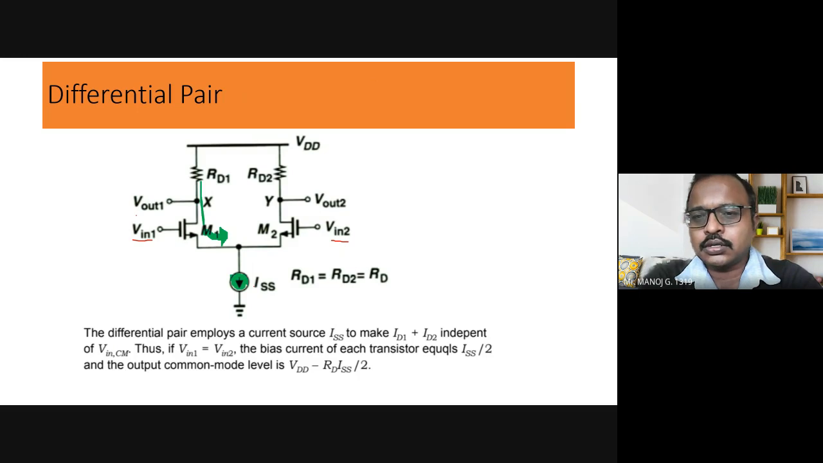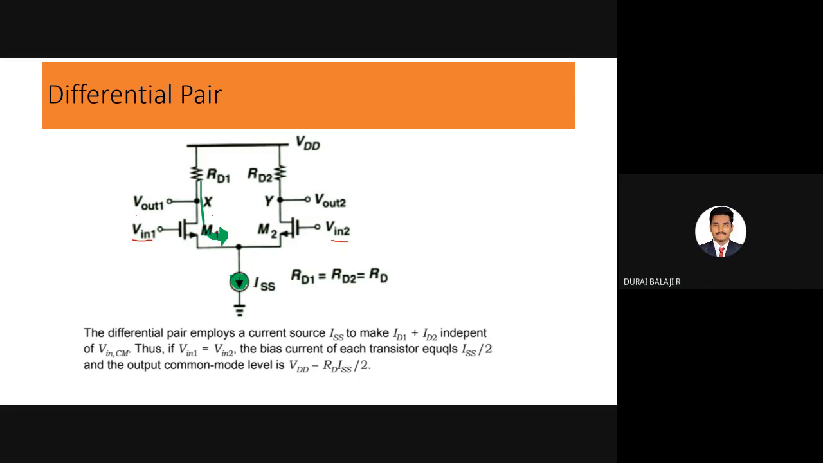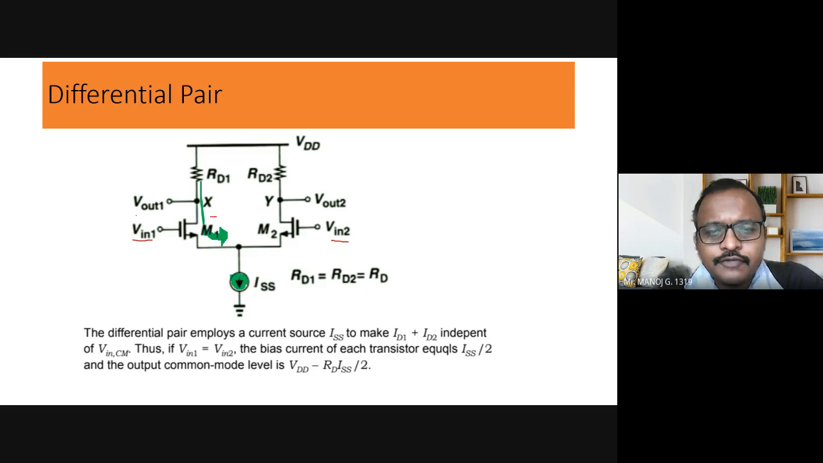Mr. Durai Balaji. Durai, what would be the current which is flowing through the left hand half of the circuit? IDS. No, it's not IDS. It is half of ISS. Okay, the total current is ISS. So this half of the circuit will have a current of ISS by 2. So the half value of the current would be flowing here.